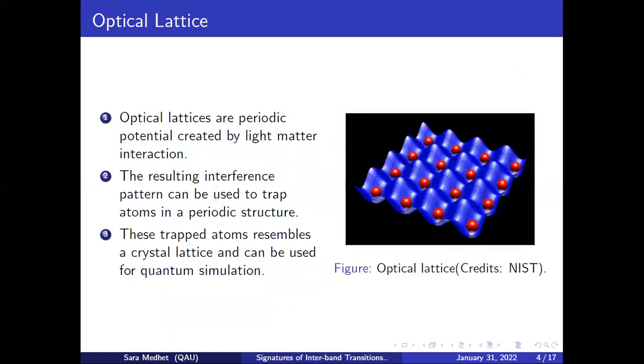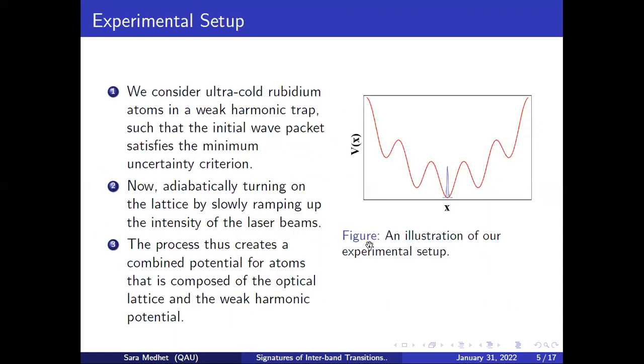Now, what is an optical lattice? An optical lattice is a periodic potential created by light-matter interaction. The resulting interference pattern can be used to trap atoms in a periodic structure. These trapped atoms resemble a crystal lattice and can be used for quantum simulation. As shown in the figure, you can see the optical lattice.